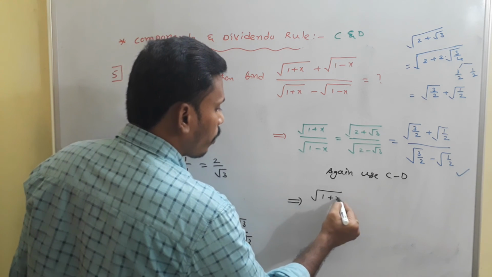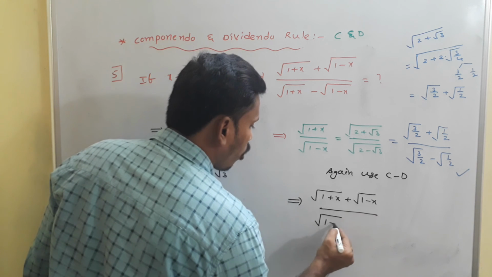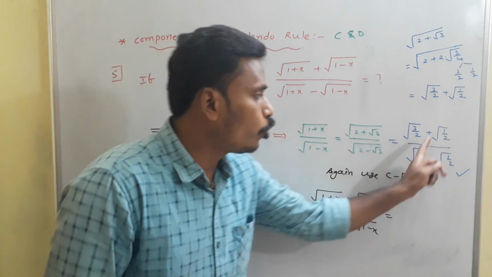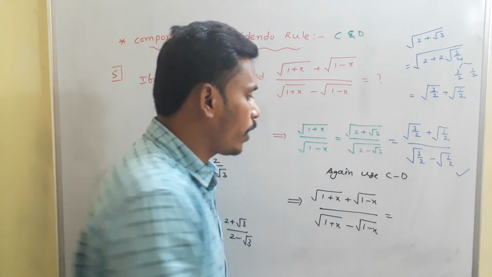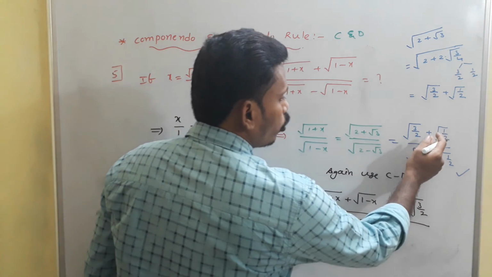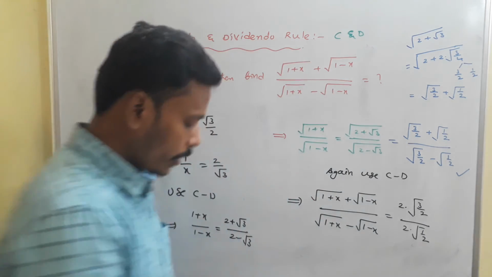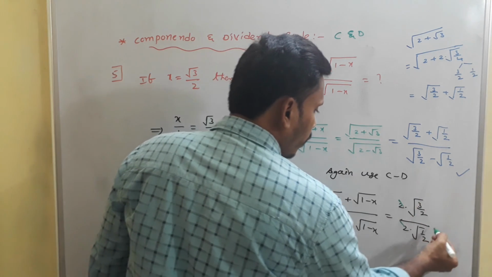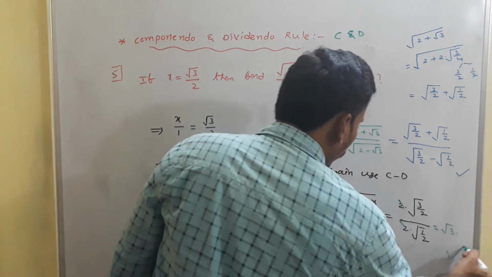Root of 1 plus x plus root 1 minus x divided by numerator minus denominator, root 1 plus x minus root 1 minus x, and on that side numerator plus denominator. If you add these two, root 1 by 2 and root 1 by 2 get cancelled, and you are left with 2 into root of 3 by 2. And here, numerator minus denominator, you will get 2 into root 1 by 2. Again you try to simplify this. 2 gets cancelled, root 3 by 2 by root 1 by 2 is simply root 3. So finally your answer for this one is root 3.